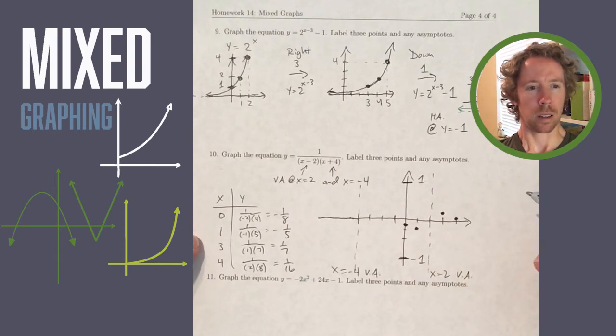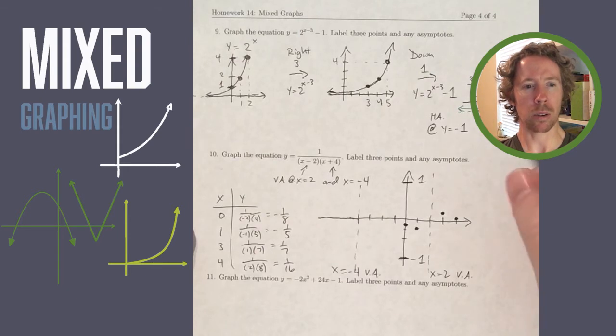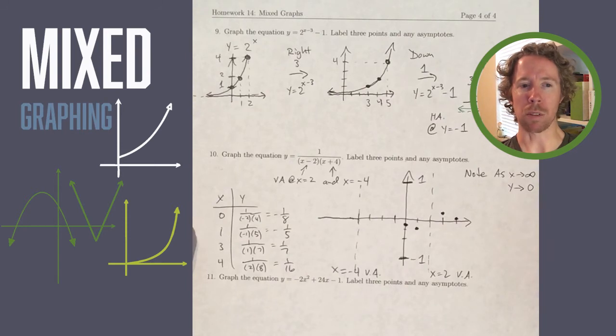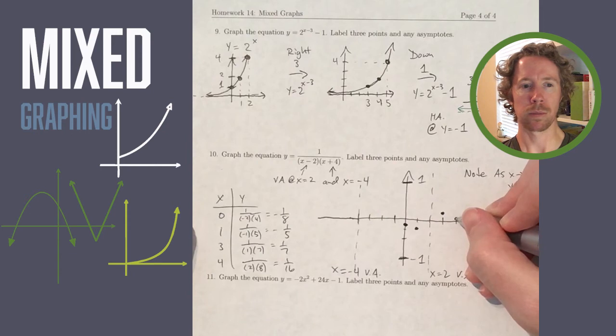And because I know that there will be a horizontal asymptote at y equals 0, I can already tell what the shape of the graph will be to the right of x equals 2.